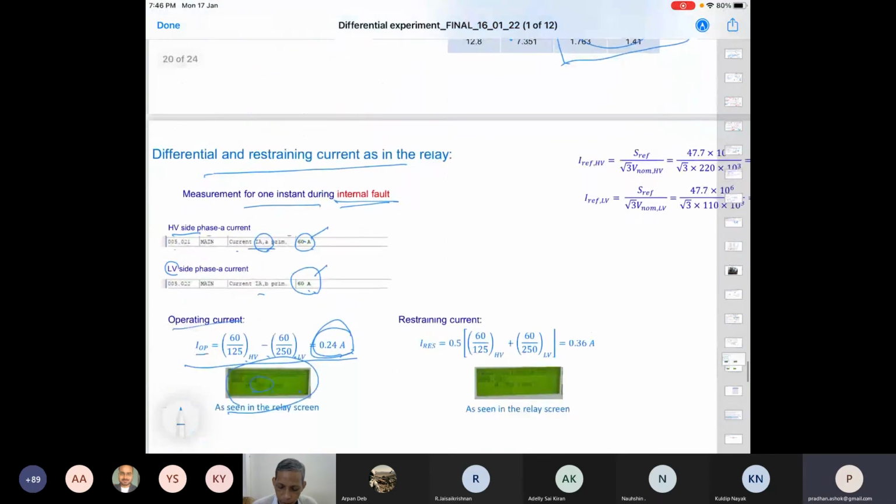So therefore, our calculation here shows 0.24. Yes. Sir, this 60 ampere current is the current on the primary of the main transformer or the current transformers, like this 60 ampere current, and this is 60, at that time. And this is what the relay is showing at a given instant of time. Okay, like we are dividing it by the rated currents to normalize it, right?